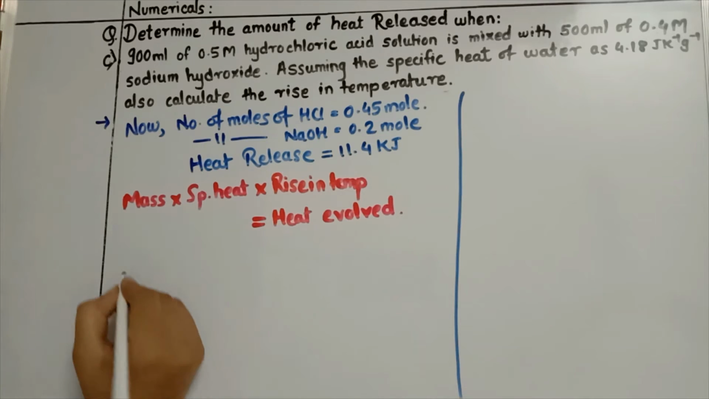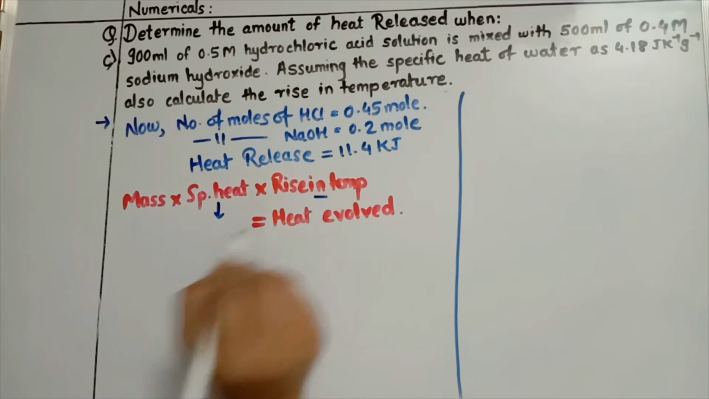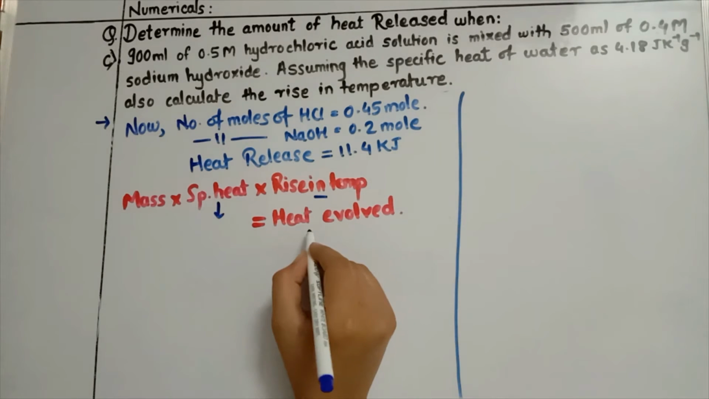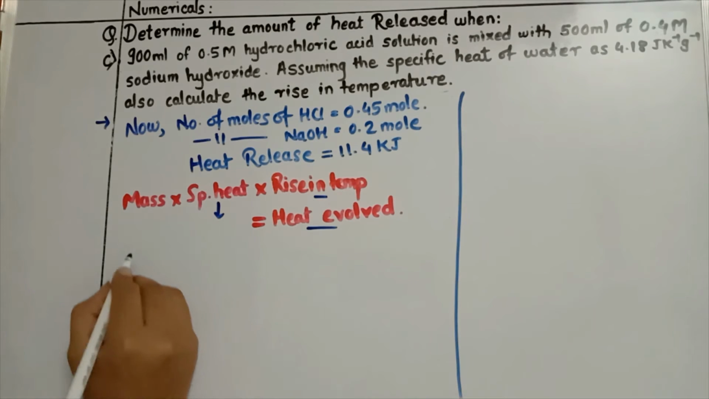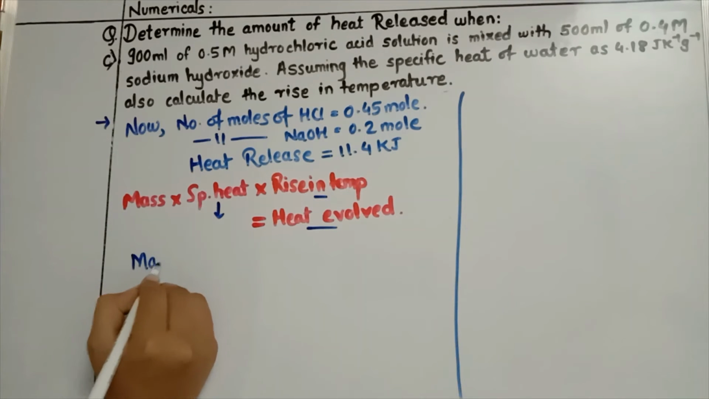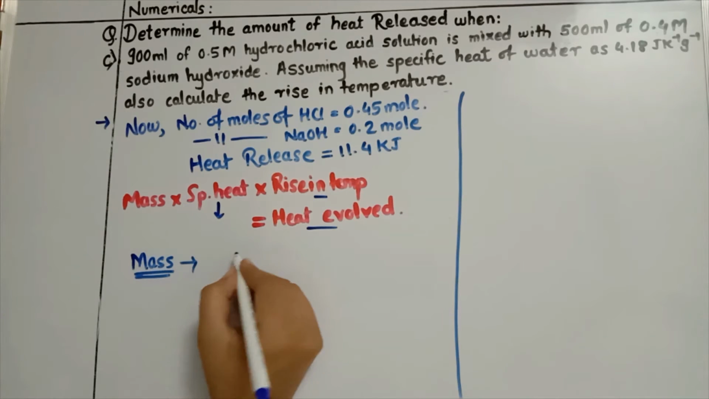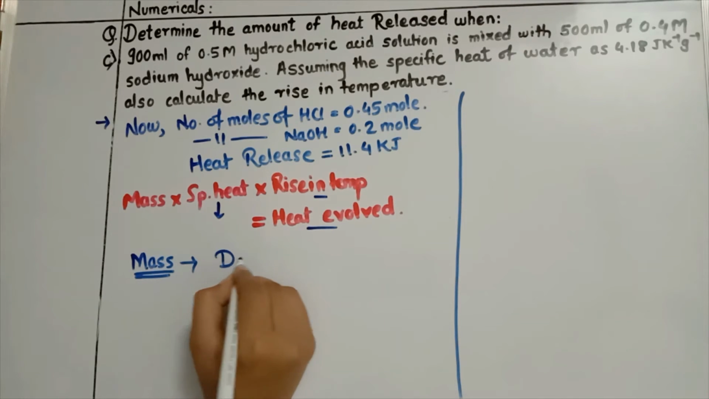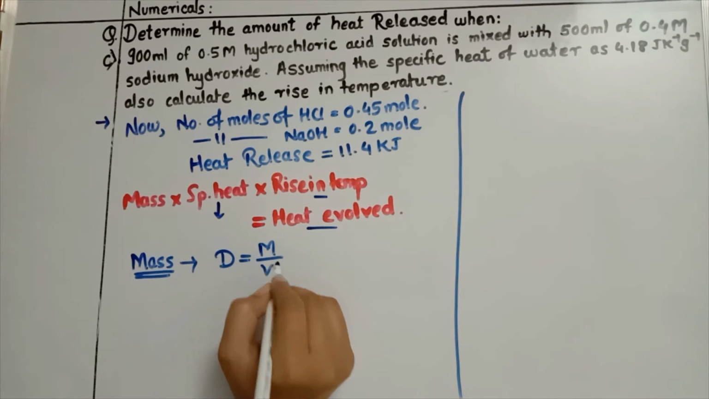So now we know the specific heat is given to us. Rise in temperature that we have to calculate. Heat released or heat evolved is also known to us. Now there is a question of mass. Okay. To calculate this mass, you have to remember that density is equal to mass upon volume.